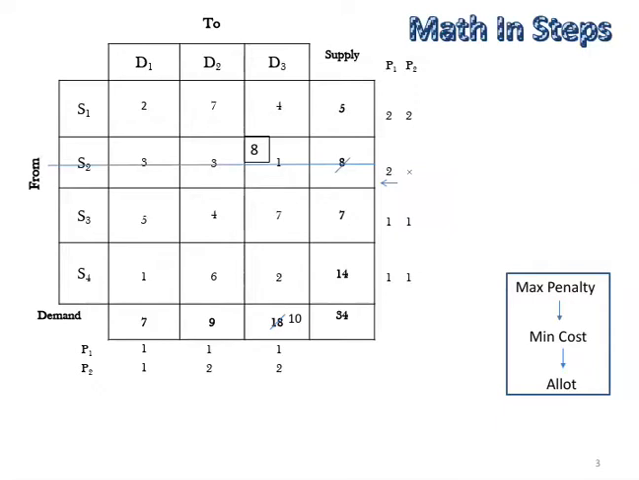D3 column, minimum cost 2, which corresponds to S4 D3 cell. Here the supply is 14 and the demand is 10. So I can allot 10 here. So as here we can allot more, we will make our allotment here. So 10 will be allotted to S4 D3 cell. After allotting 10 here, for D3 the demand is complete. For S4, 4 supply will be remaining. Now as D3's demand is complete, we'll cancel the D3 column this time.